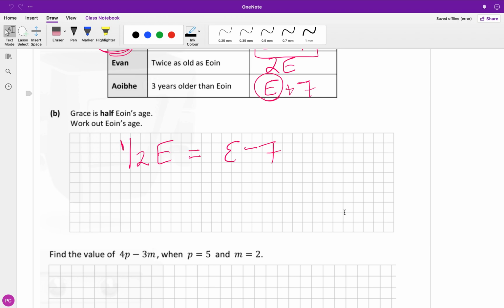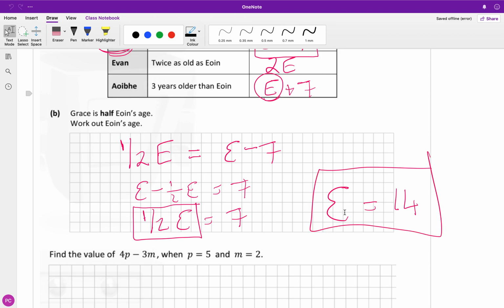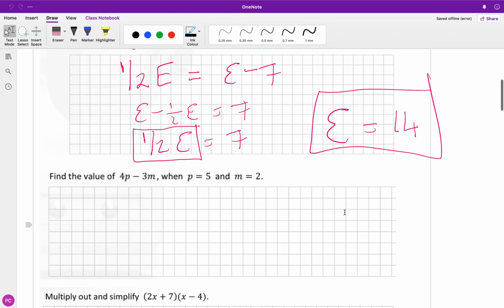So if we put the numbers to one side and the letters to the other side, what you end up with there is E minus a half E is equal to 7, or a half of E is equal to 7. So E minus a half E gives you 7. So if a half of Owen's age, a half of E, is 7, then a full E is going to be equal to 14. So E is equal to 14. Okay? Difficult one, that. Probably the hardest one of the whole lot.